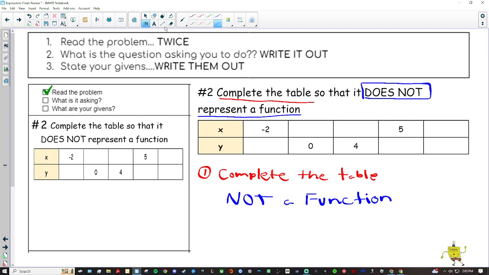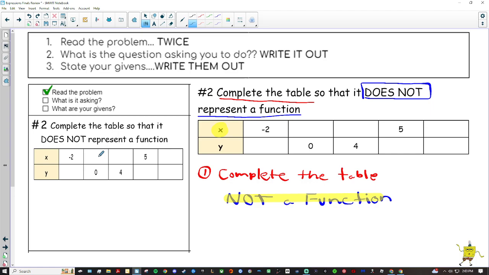So remember, when we are completing a table, when we are looking at a table, we only look at the x values. Only at the x values. We do not care about anything else. And our rule is that it is a function if none of our x values repeat. But we want to make it not be a function. So I need to make sure that whatever numbers I put in the top row, I have at least one x value that repeats. So take a second and try filling out your table.